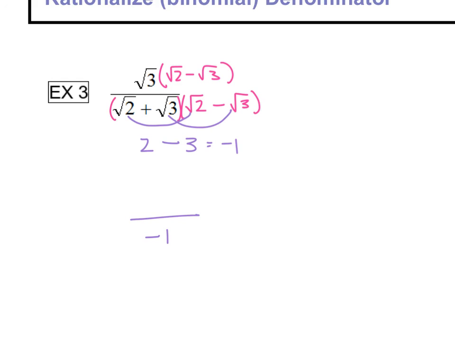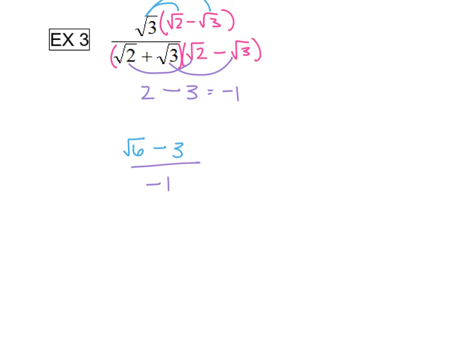Now we can go ahead and multiply the numerator. Square root of 3 times the square root of 2 is the square root of 6. Square root of 3 times a negative square root of 3 is 3. So square root of 6 minus 3. And that worked. We rationalized our denominator. Let's just go ahead and clean up our answer a little bit.